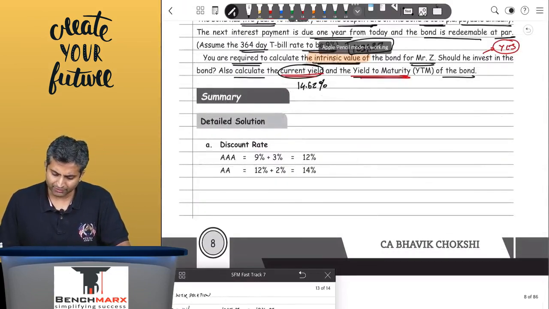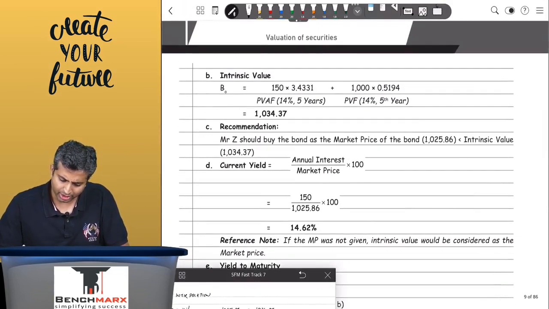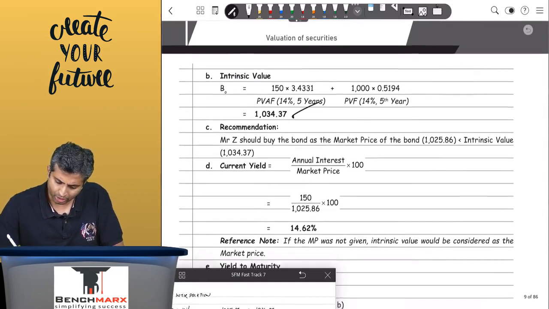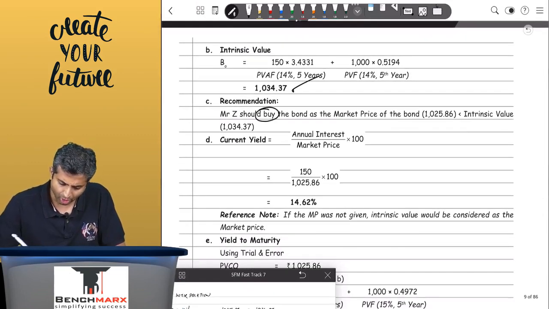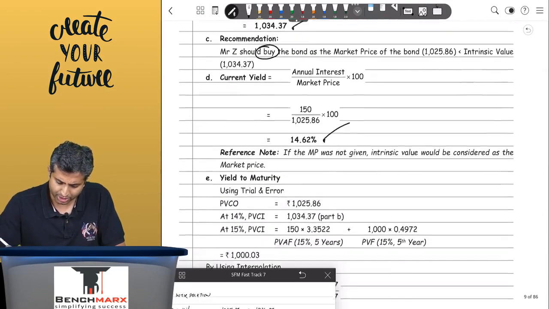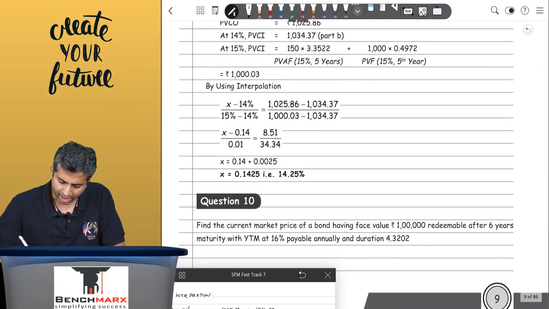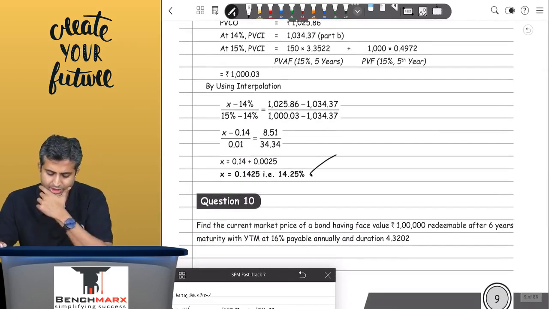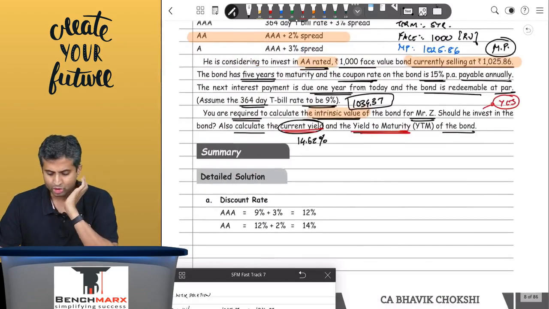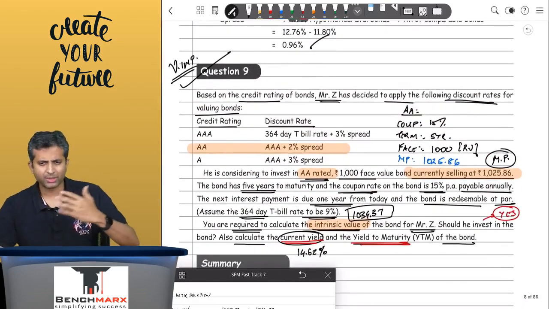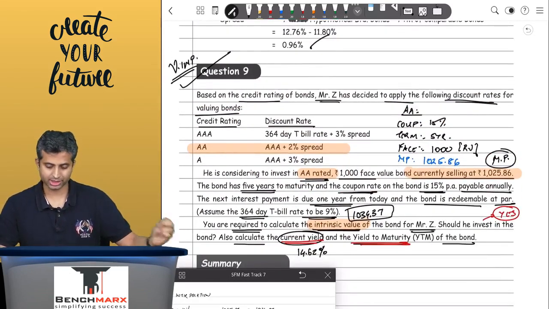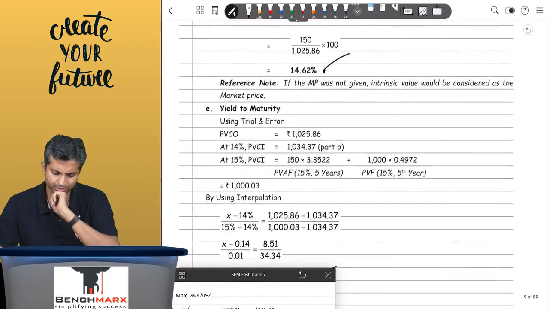So we will just verify this. Your intrinsic value is 1034. Recommendation, you should buy the bond as it is cheaper. 14.62 is the current yield and 14.25% is the yield to maturity. So this kind of covers a majority of what we have done in today's class. So please ensure that you read this properly.